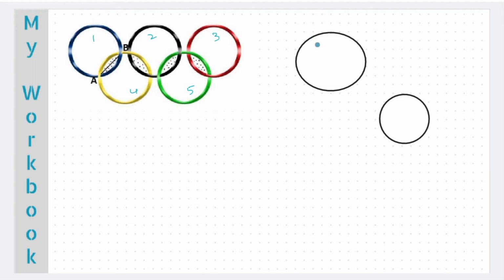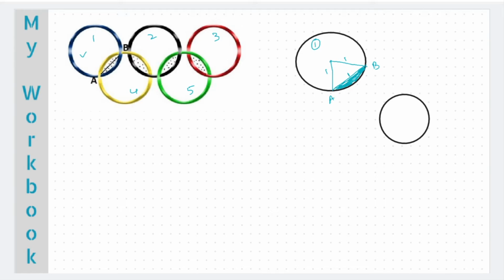Let this be the circle number 1 indicated here. There is a chord AB. The length of the chord is also 1 centimeter. The radius of the circle is also 1 centimeter. Now here, this is a minor segment. We can find the area of this minor segment.